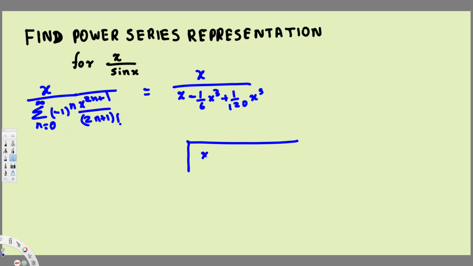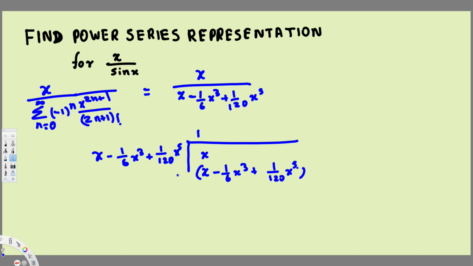So we are dividing x by x minus 1 over 6 x cubed plus 1 over 120 x to the power 5. Now the first question we have to ask is, if I multiply x by which value, I will get this one? That's going to be just 1, right? Then I have to multiply this 1 with this one and write those terms. So this is going to be x minus 1 over 6 x cubed plus 1 over 120 x to the power 5.